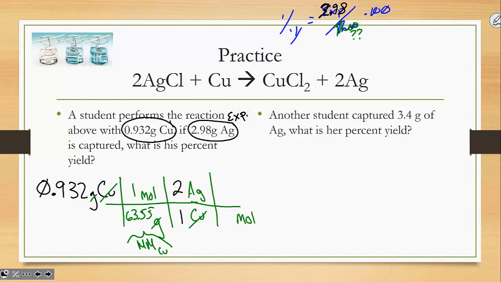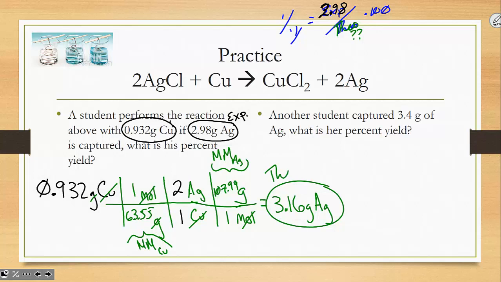We need to be in grams in order to use the 3 grams of silver that the experiment pushed out. So we must convert from moles back into grams using the molar mass of silver. So again, we grab our periodic table. Silver's molar mass is 107.99 grams for each mole, canceling out moles and giving us grams of silver. So we produce 3.16 grams of silver in theory. This is our theoretical yield.